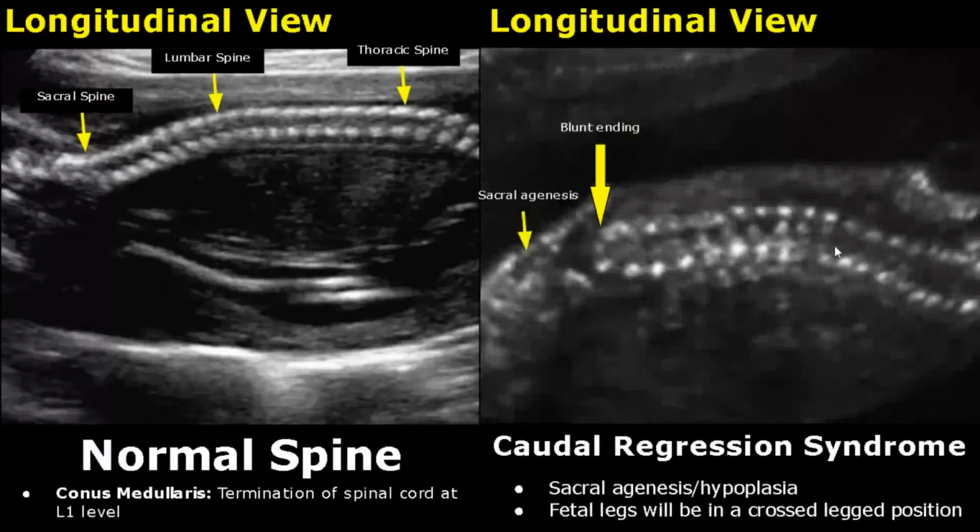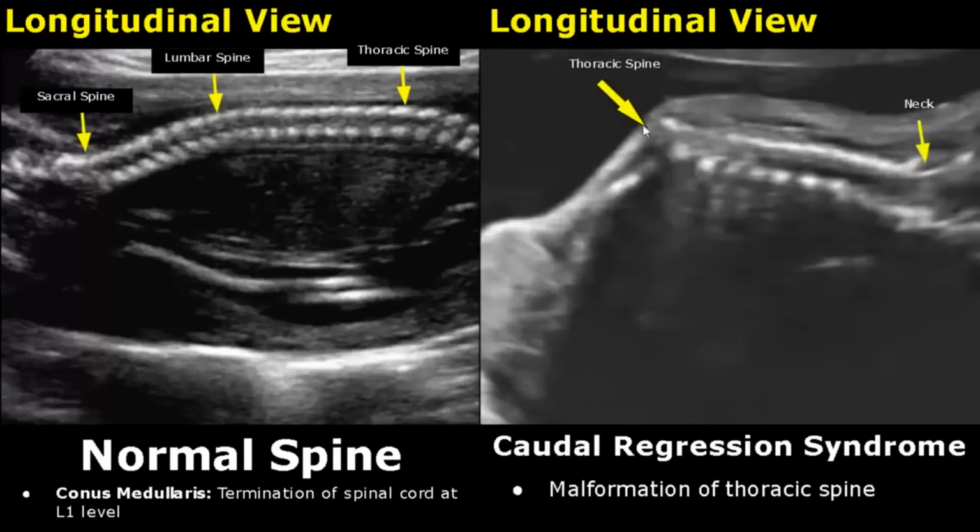It is associated with agenesis or hypoplasia of the sacrum. The sacrum is not developed normally, and the fetal legs will be in a cross-legged position. Rarely, blunt ending of the thoracic spine can also occur. Here you can see a malformation of the thoracic spine.